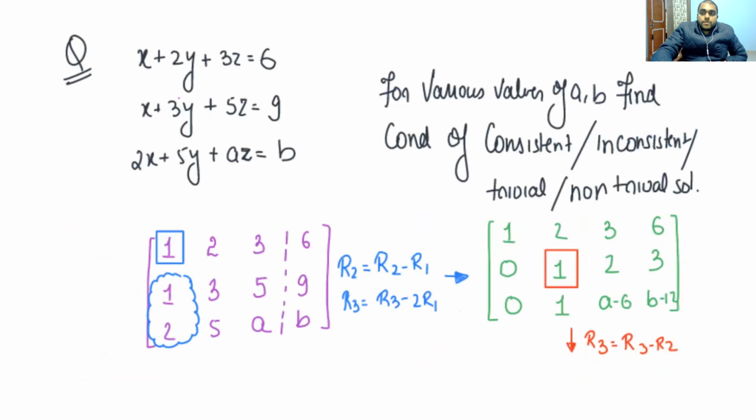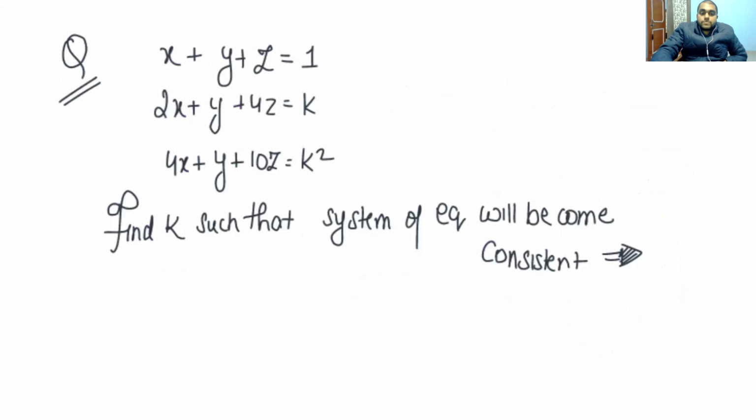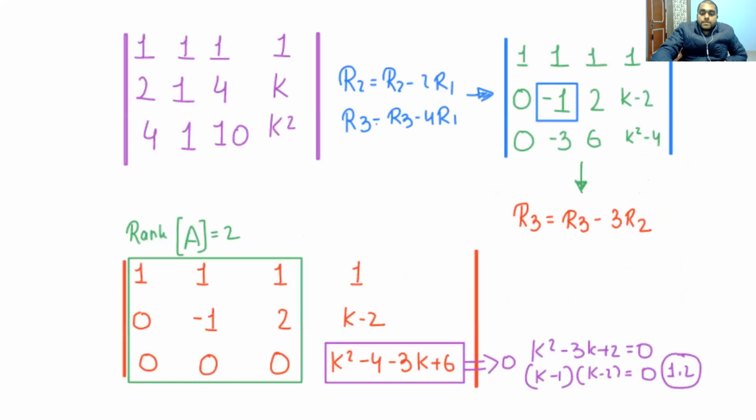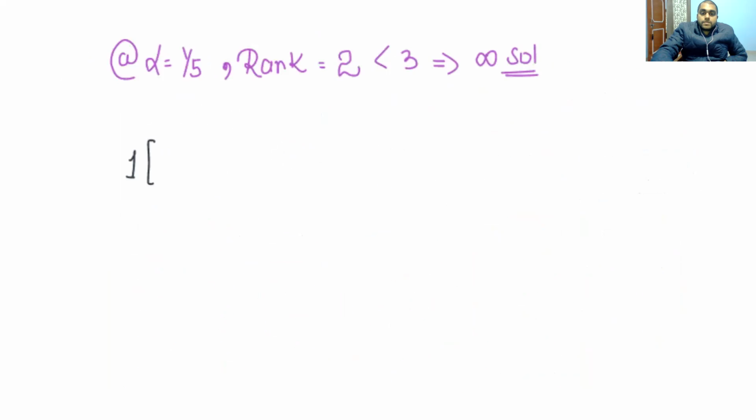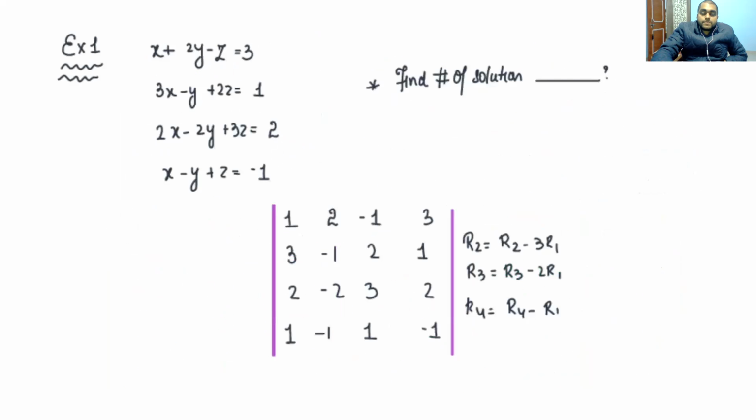After this we discussed some problems also. Here some example is given: first equation, second equation, third equation, and fourth equation are given, and x, y, z are three variables, so the number of variables is equal to 3. We have to find the number of solutions. How many solutions are there here?